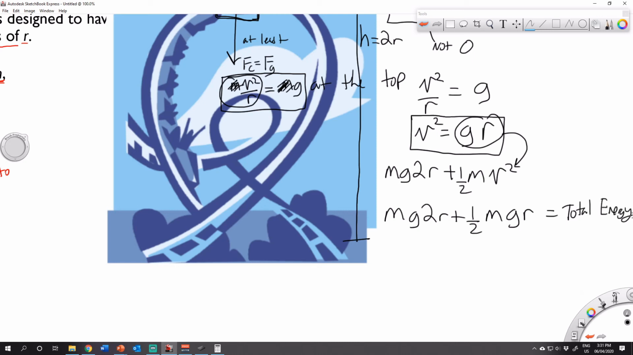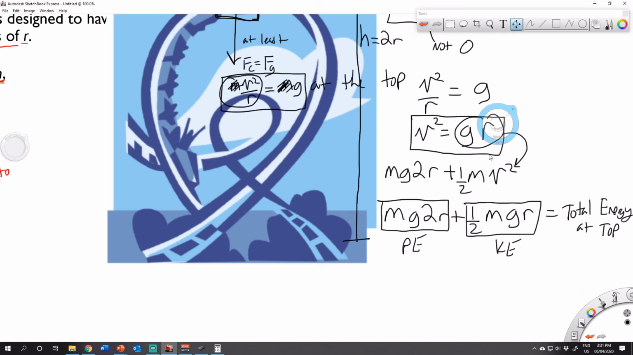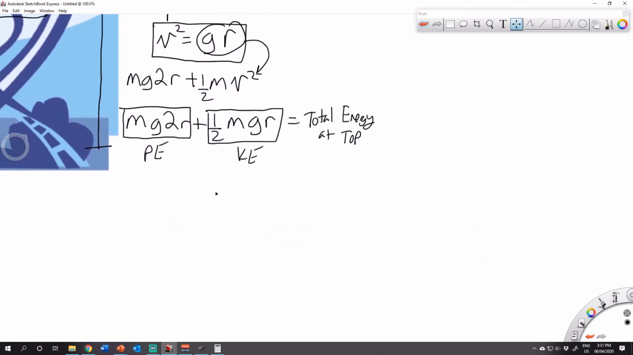Okay. At the top, we have a potential energy represented by this equation. There's my potential energy. My kinetic energy has now been somewhat simplified to this. That's my kinetic energy, and adding them together gives me the total energy at the top. Now, we're interested in what is the drop height?